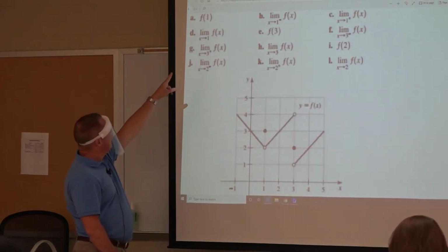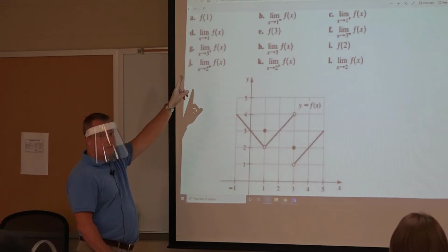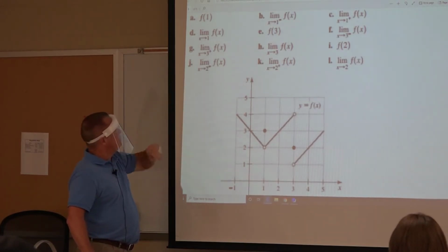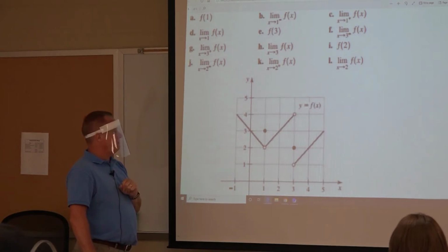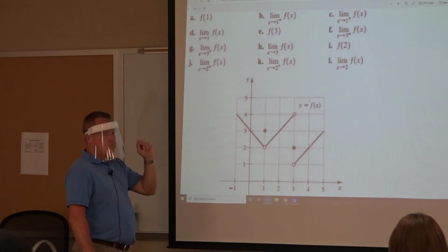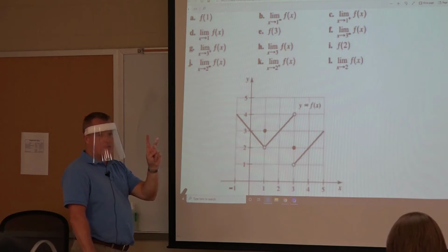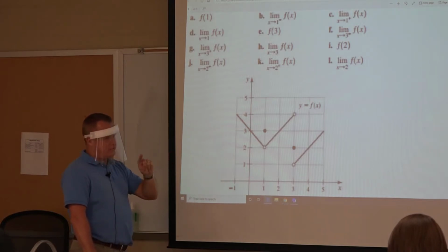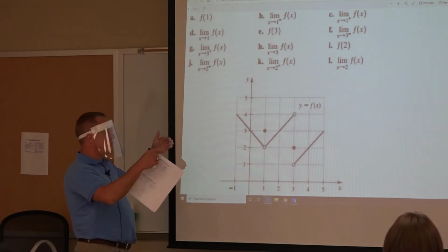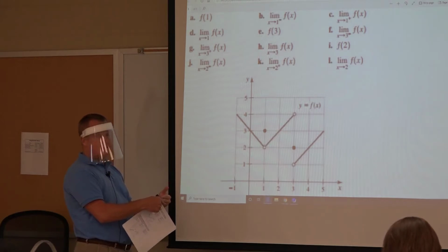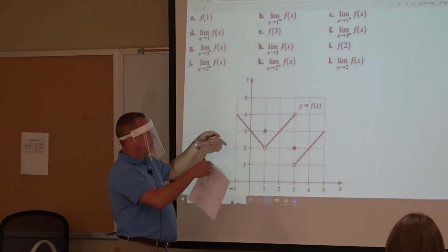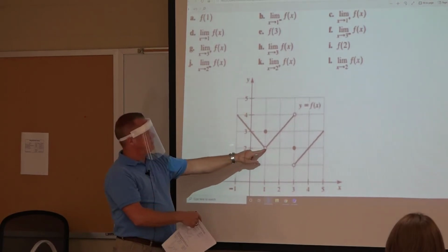So, what is the limit as x approaches 1? Now, this is one people miss on tests a lot. What would you say the limit as x approaches 1 of f of x is? 2. Whatever it is approaching from both sides. It is not 3. Half of you will put 3 on the test, but that's not right. Whatever it's approaching from both sides, that's what the limit is. Now, f of 1 is 3 on this function, but the limit as x approaches 1 is going to be 2.